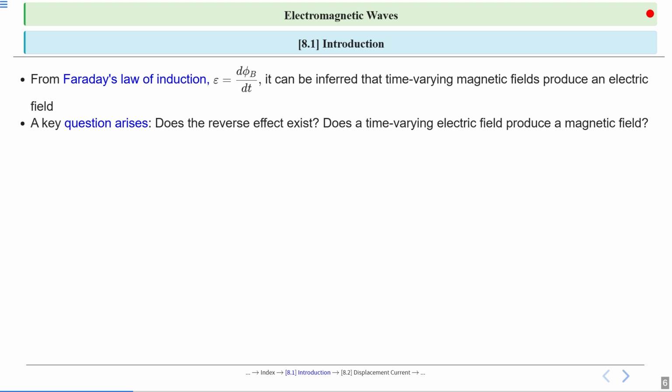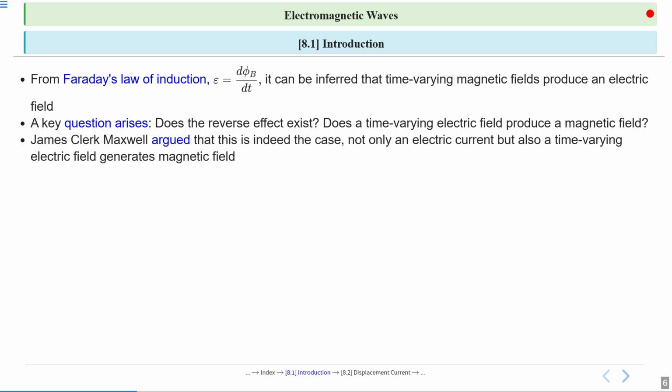Now a key question arises: does the reverse effect exist? Does a time varying electric field produce a magnetic field? We know that an electric field, or moving charges, or current flowing through a wire, produces a magnetic field. But can a time varying electric field produce a magnetic field? That was the question, just like a time varying magnetic field produces an electric field. Does this reverse effect exist?